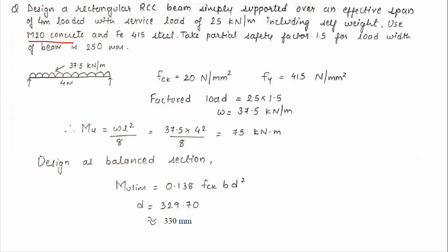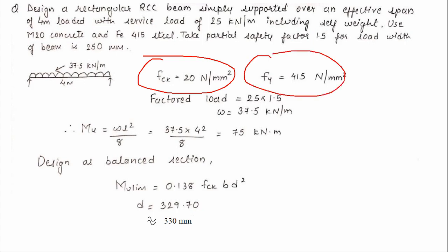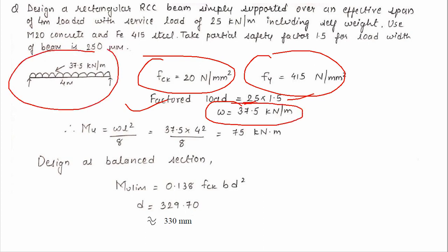M20 concrete is to be taken and the grade of steel is Fe 415. Also it is mentioned that the partial safety factor is 1.5, and the width of the beam is given as 250, that is small b is 250 mm. So starting our example, fck, the grade of concrete, and fy, the grade of steel, are already given in the question. The first step is to find the factored load, that is the service load multiplied by 1.5, so we get a UDL of 37.5. We can refer to this figure: a simply supported beam of 4 meter span and a UDL of 37.5.